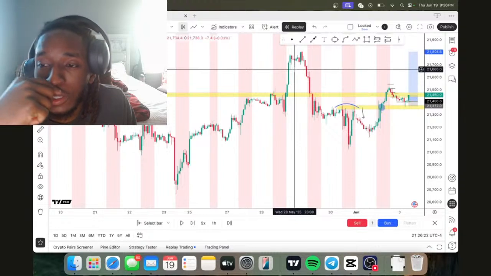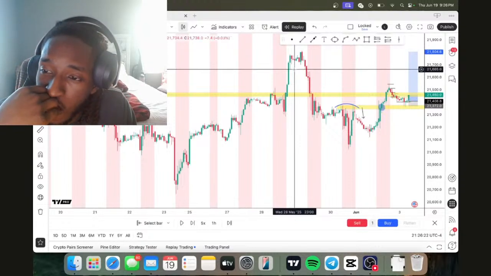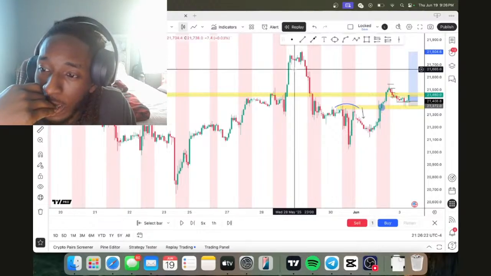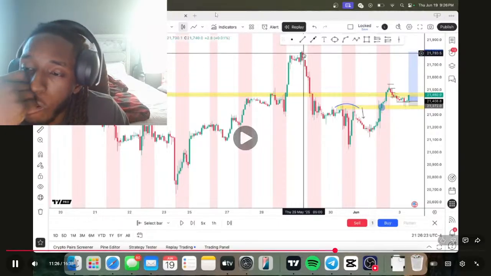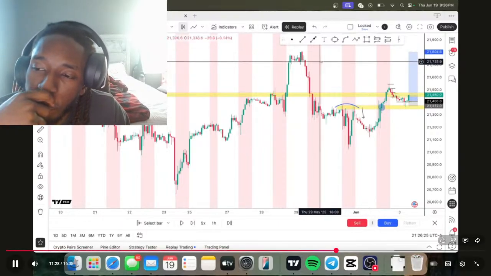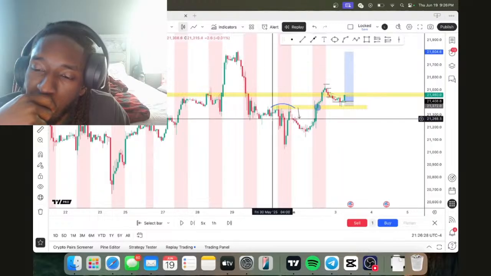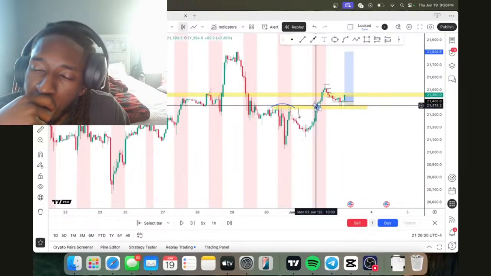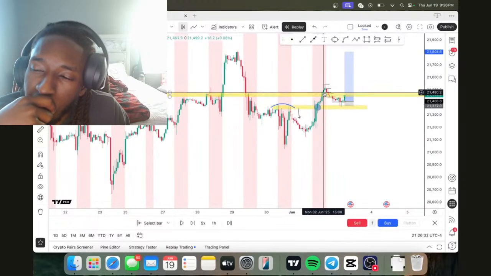Let me just try to break this down, because the indication is something that you see. I feel like we should go correction, and then that's the indication. Oh, the 4 hour is bullish because it has a new high. So all we're doing now is waiting for the 1 hour to go back bullish, which then it did.